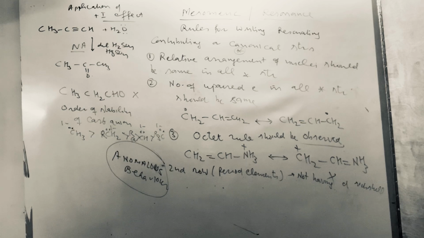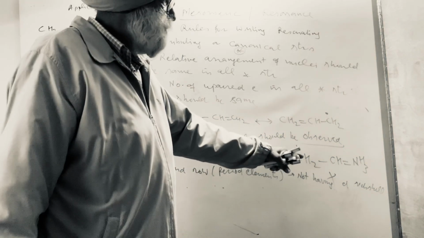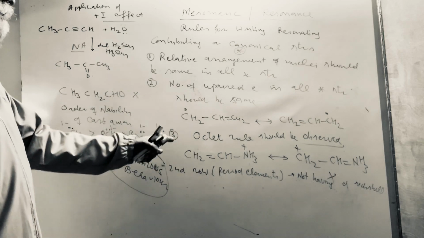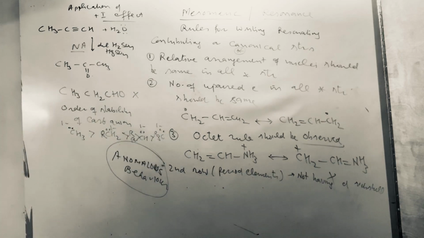So nitrogen belongs to the second period. It does not have a D subshell, so it cannot accommodate 10 electrons. So this structure is wrong because it is violating the octet rule. Octet rule is not observed. So naturally, one should always be aware of these things. Then next, let us see more examples. How will which structure be contributing more?